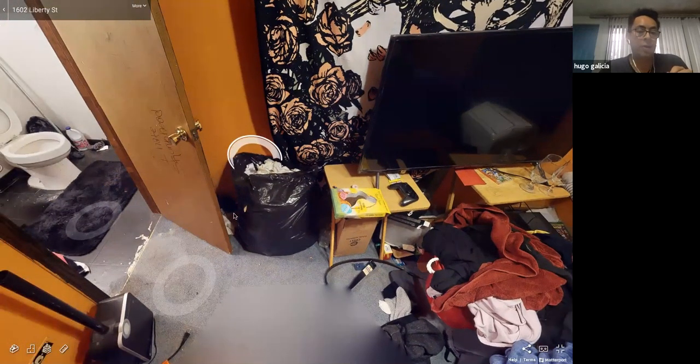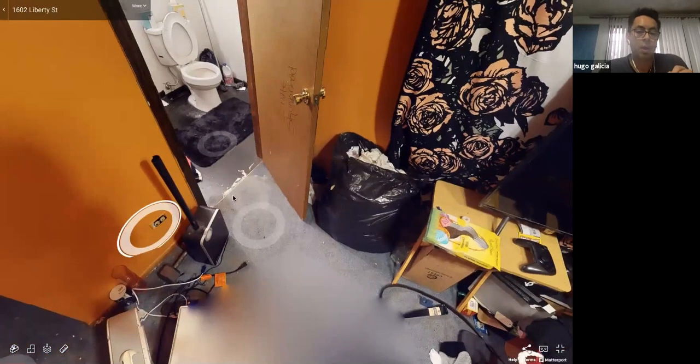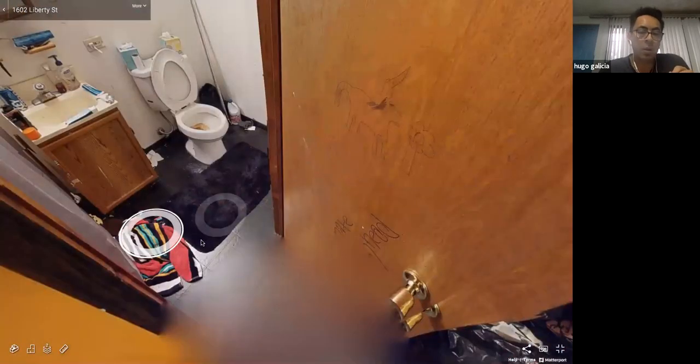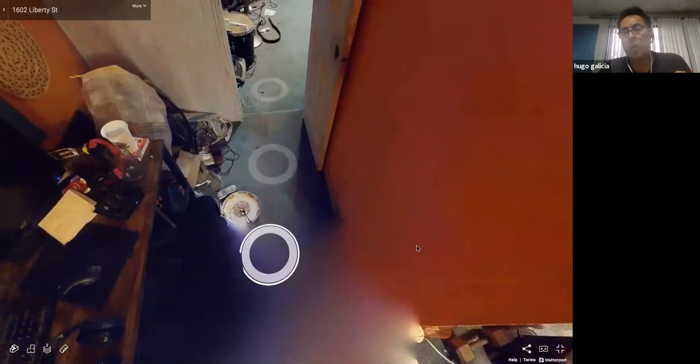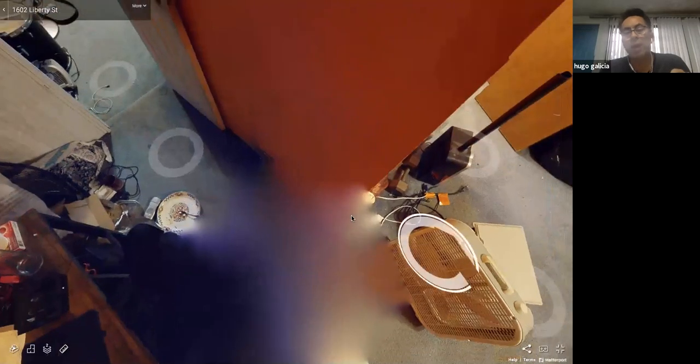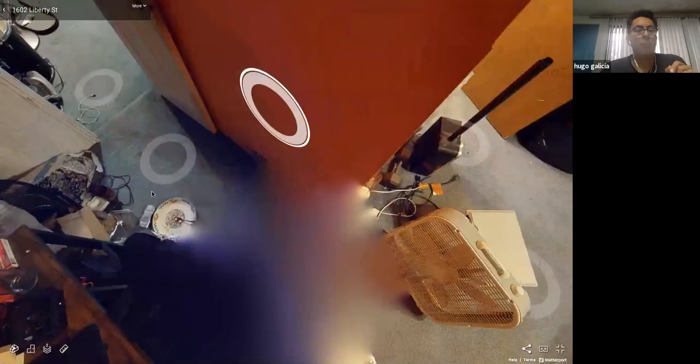Oh, here, there's an outlet right here on the wall. Let me zoom in into this outlet right here. So it is just hard to see, but we might have some electrical updates to be done on this property. So far, let me walk over to the next room.